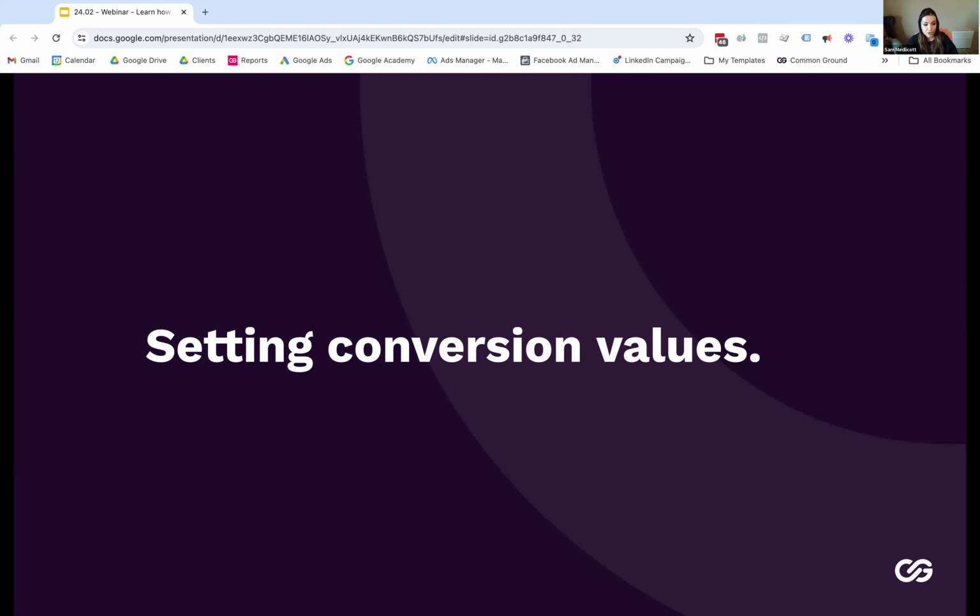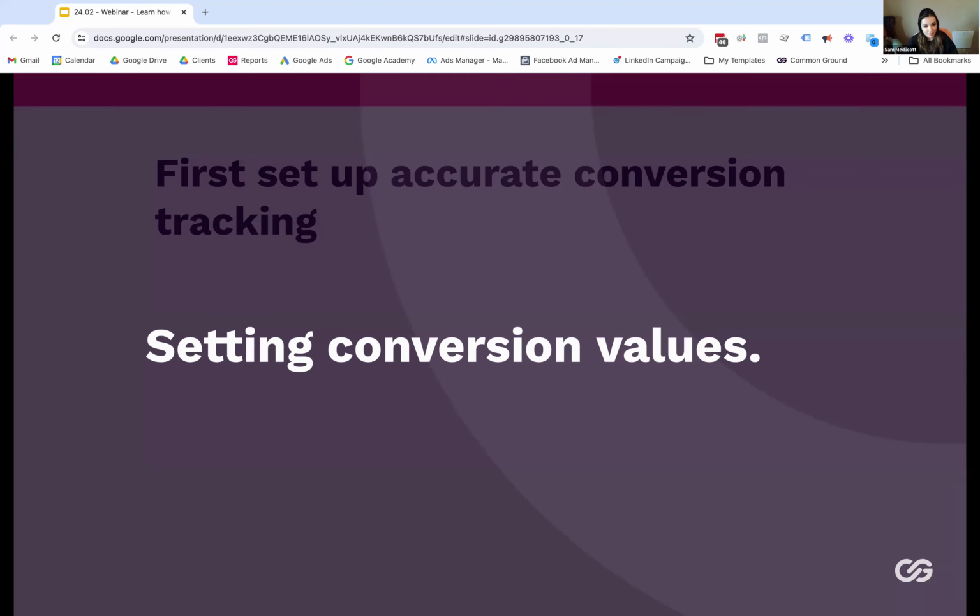And then I'm going to move over to setting up the conversion values. So if you've got any questions about experiments, then drop them in and I can answer them at the end.